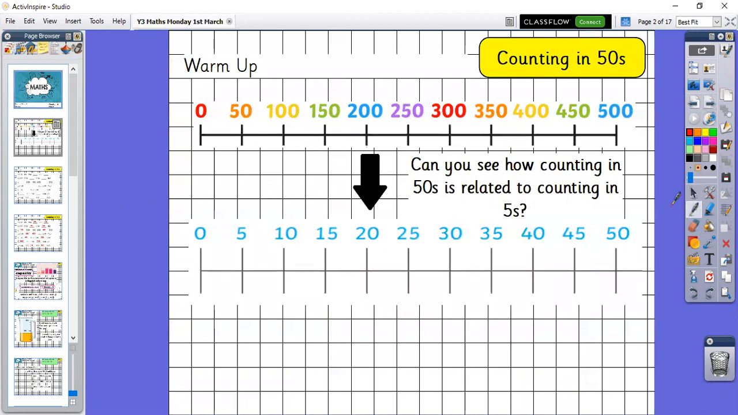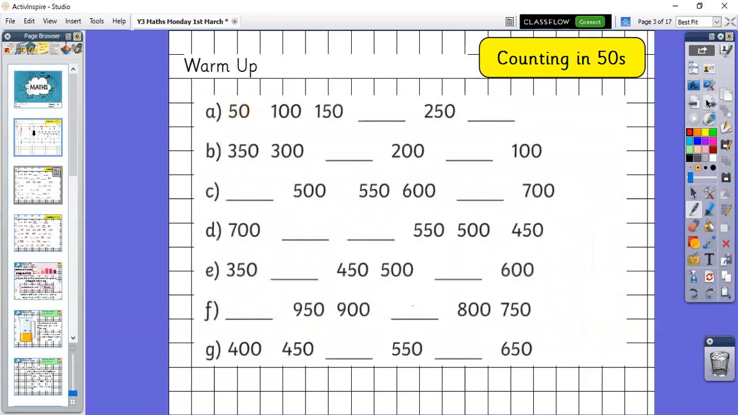Now, our warm-up is one that we've done before. This is where we look at our links between the 5 times table and counting in 50. So if you want to have a little pause at the video here just to see if you can spot the pattern, that'd be great. And then let's have a little look. Can you fill in these missing numbers?